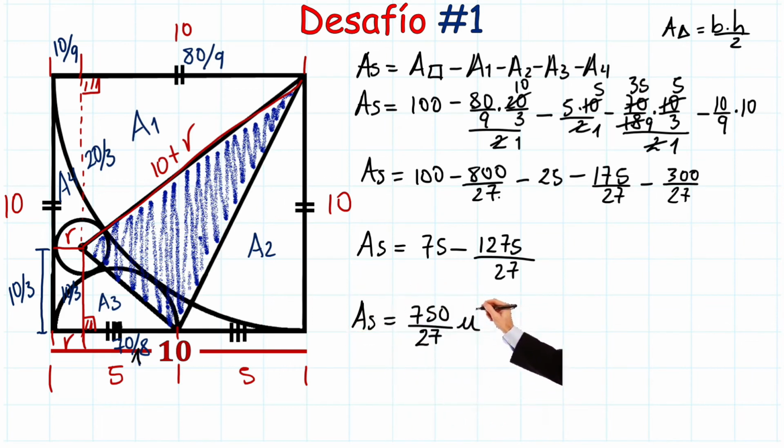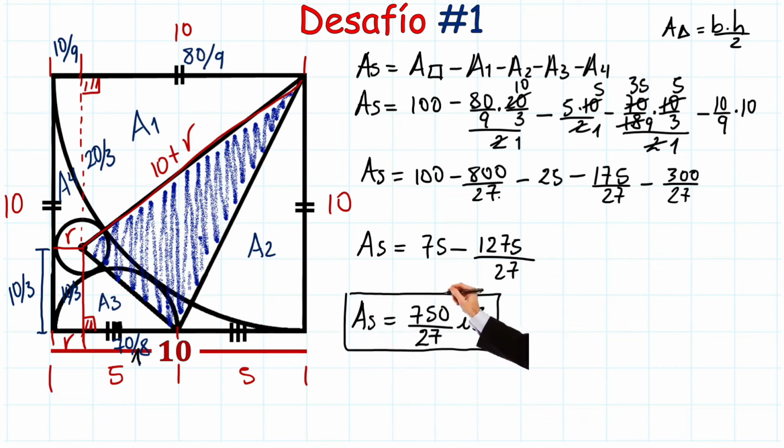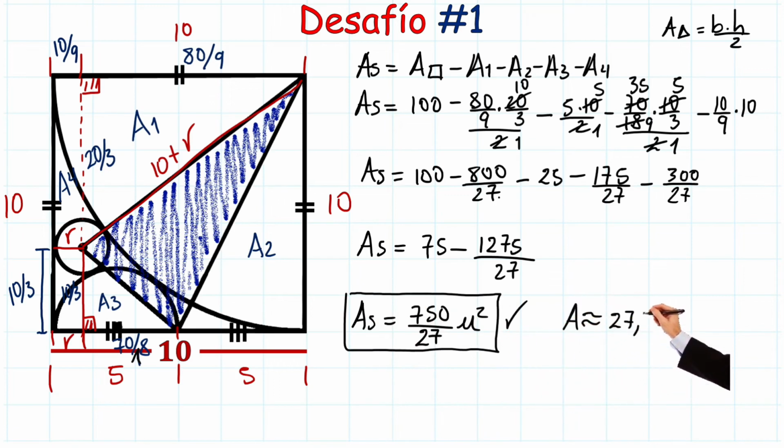Let's put square units here because it's about area. We have already found the solution to our exercise, but we will also leave an approximation. The approximation is 27.7 square units.